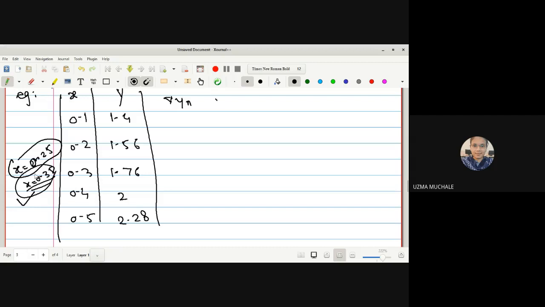Okay, I will solve for the backward one. You have to solve the forward difference as homework. You have to find the value of y for x equal to 0.25.